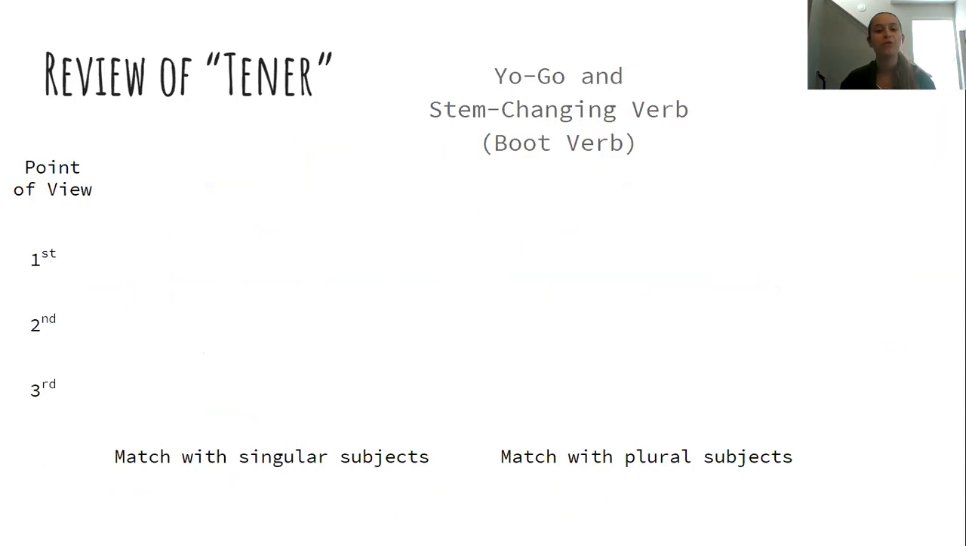Okay, so for this last thing that we have to learn in 4A, we need the verb tener. Hopefully you remember that tener means to have, and you remember that it is a yo-go and stem changing verb, which means that it has go at the end in the yo form, and that one of the vowels in the middle of the verb is going to change whenever we conjugate it.